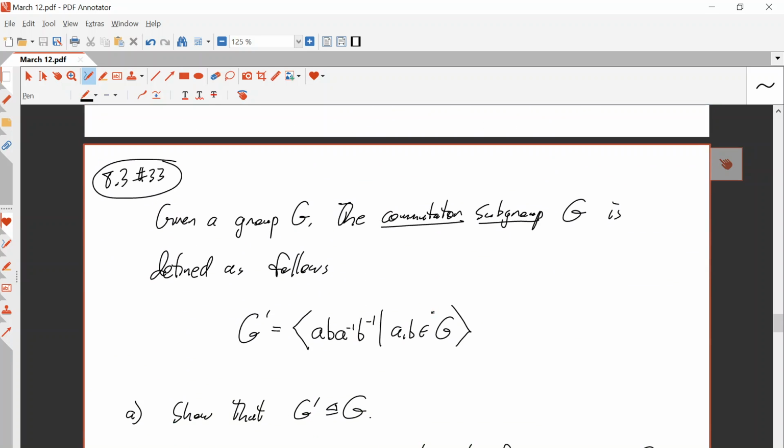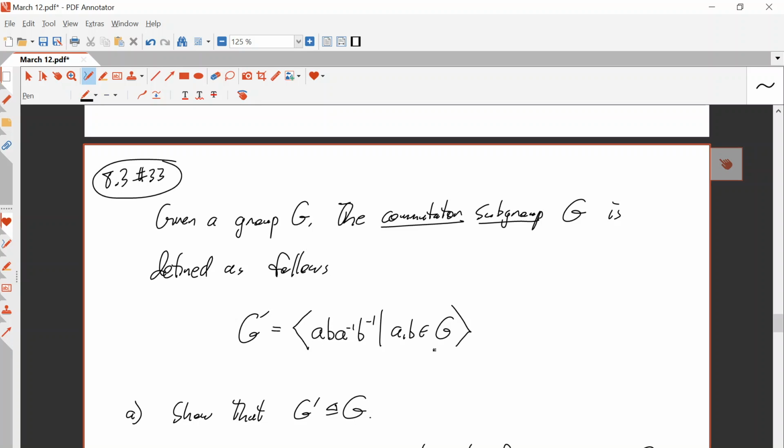8.3 number 33. Okay. So 8.3 number 33 is all about the commutator subgroup of a group G. The commutator subgroup is not all elements of this form in G. It's the subgroup generated by all elements of this form in G. And that's a special subgroup. With an abelian group, or a commutative group, the commutator subgroup is just 1. If you have a non-abelian group, then it's some non-trivial subgroup, not of order 1.